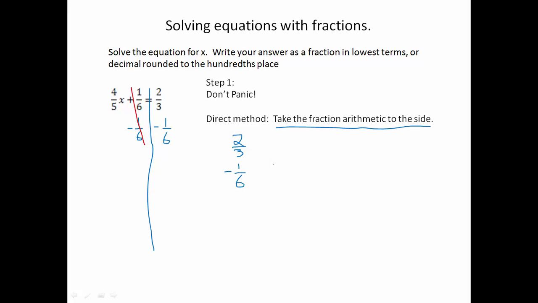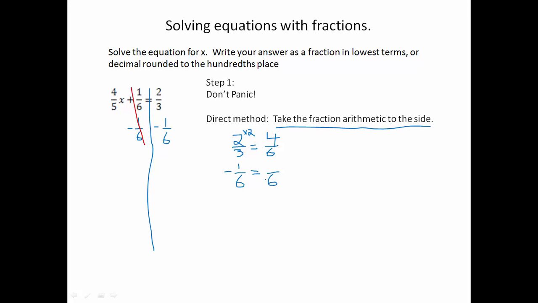Alright, did you try it out? 2/3 minus 1/6, do you remember how to subtract fractions? We have to find a common denominator, right? For 3 and 6, a good common denominator to use would be 6, because 3 goes into 6 and so does 6. And just as before, I have to divide the denominators, then multiply by the numerator to get my new numerator. 3 goes into 6 2 times, so I'm going to multiply by 2 up here and get 4.